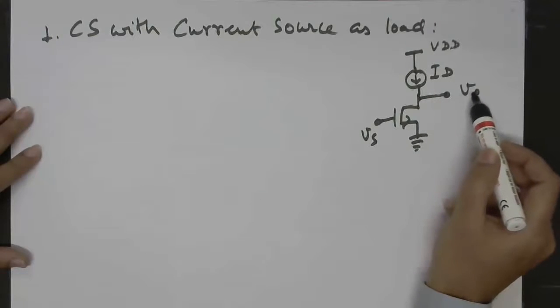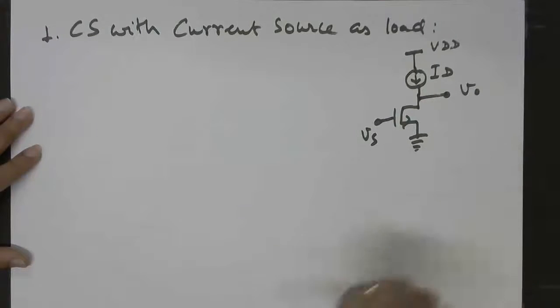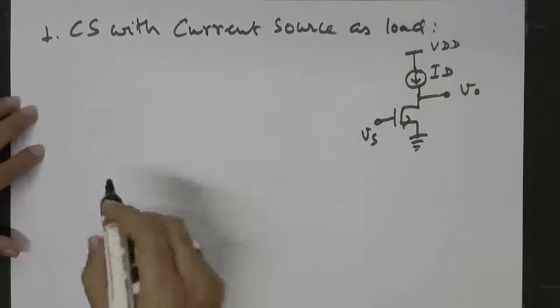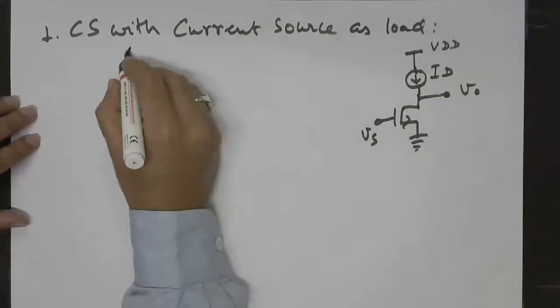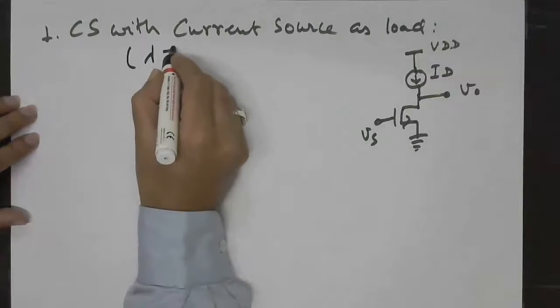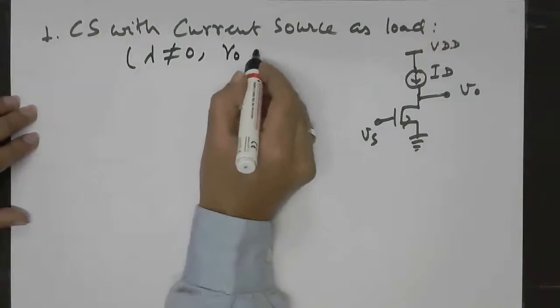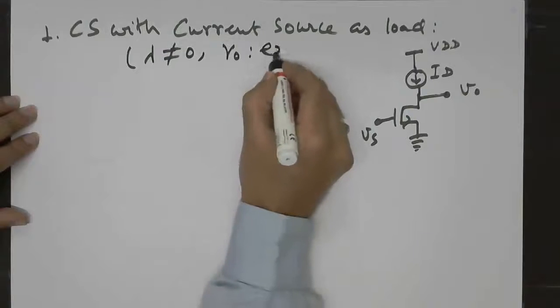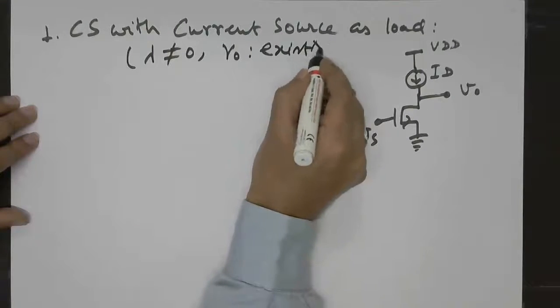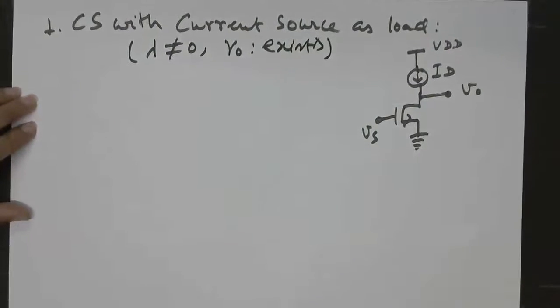So we will see time varying voltage here, and we have supplied time varying input, and we will analyze this case for lambda not equal to 0. That means we are considering channel length modulation. That means R naught is there in the model of the MOS.